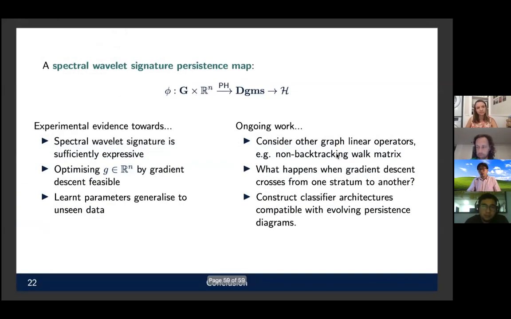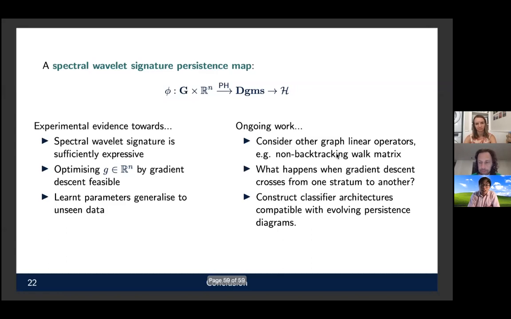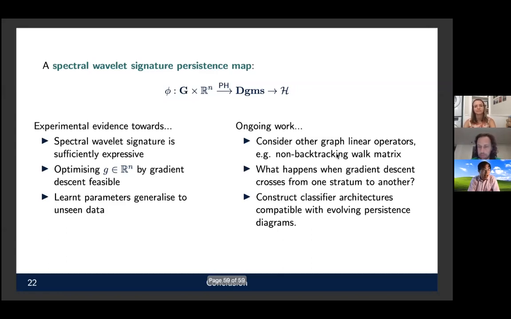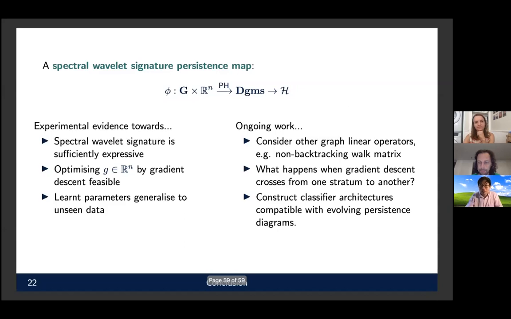And this is ongoing work. So we are considering other graph linear operators, such as non-backtracking walk matrices. And there are some serious theoretical questions when we think about gradient descent and what happens when we cross from one stratum to another, whether we could design good algorithms to control that behavior, and how to make existing data science and neural network architectures work well with persistence diagrams that change all the time. Because we do observe in some experiments that some of these perturbations to persistence diagrams do destabilize a perfectly normal neural network architecture that passes vectorizations of persistence diagrams. So I'll conclude on that point because I've run out of time, but I'll invite you to ask some questions.